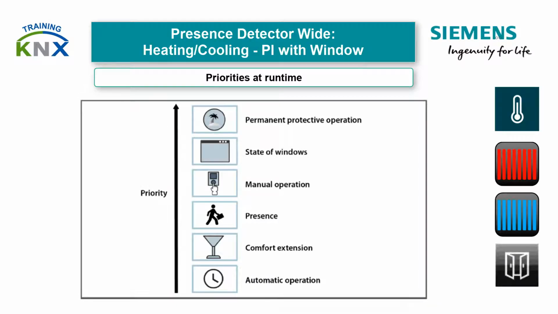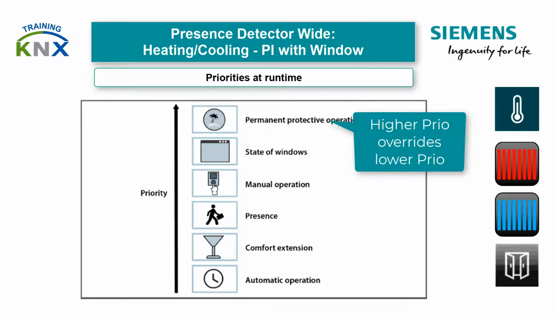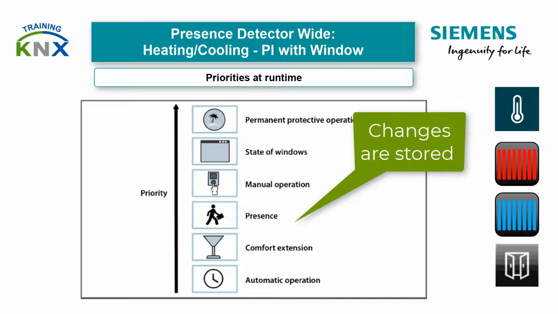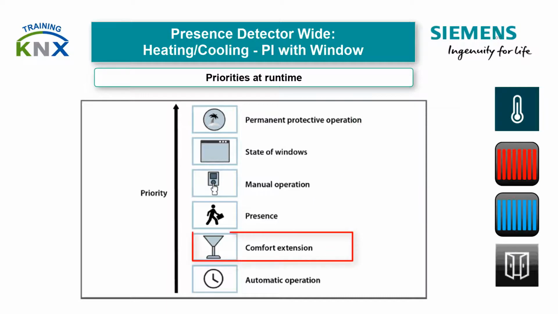In this temperature controller, there are 6 priority levels. The lowest is automatic mode. The highest is continuous protection mode. Functions of higher priority override all functions below. Changes in the lower priorities are stored temporarily and reactivated when the priority above is terminated.